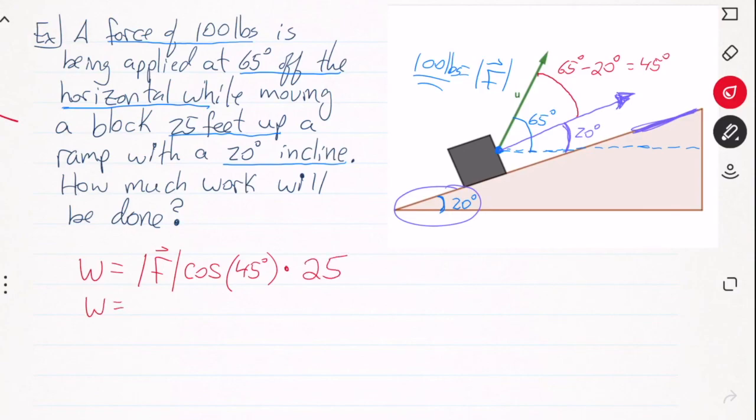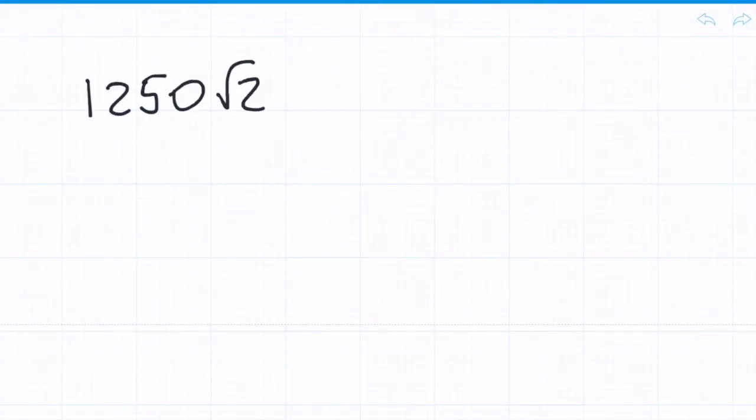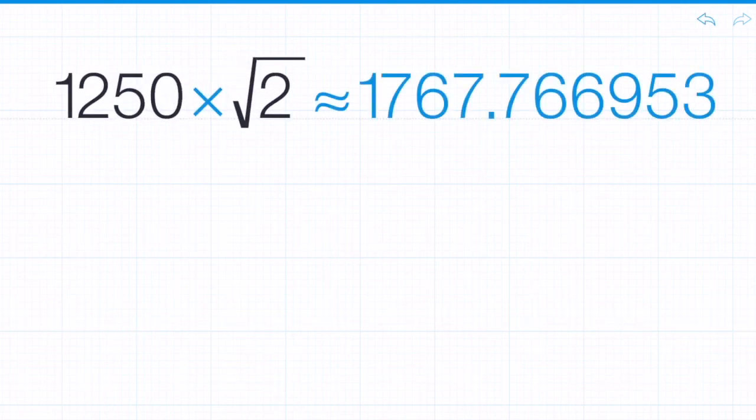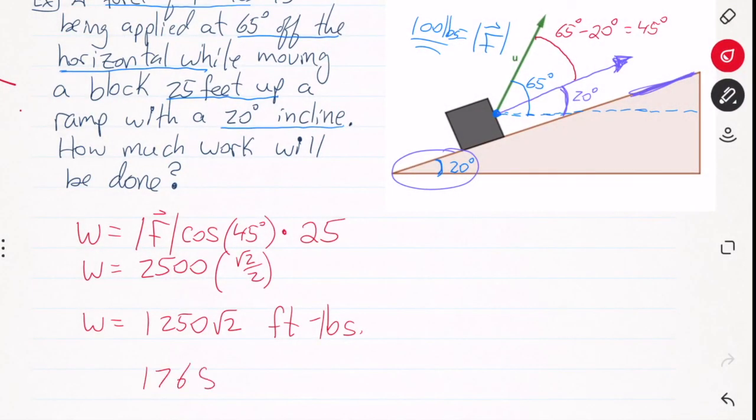So this becomes, I forgot to put the magnitude of the force in there, 25 times 100, which is 2500, and cosine of 45 is the square root of 2 over 2. So the work done is going to be 1,250 square roots of 2 foot-pounds. 1250 square root of 2. So that's approximately 1768. So this would be 1768 foot-pounds of work that has been applied to this object to move it up the 25 feet.